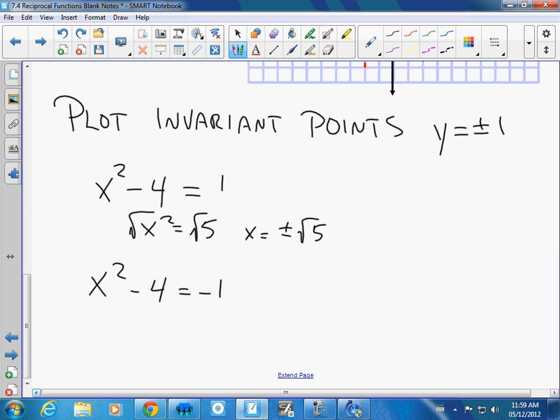Thank you very much. We're dealing with parabolas here. We have a plus and minus there. Move this one over, the negative 4 over. What does it become? X squared equals 3. Take the square root. What do we end up with? X equals plus or minus root of 3.